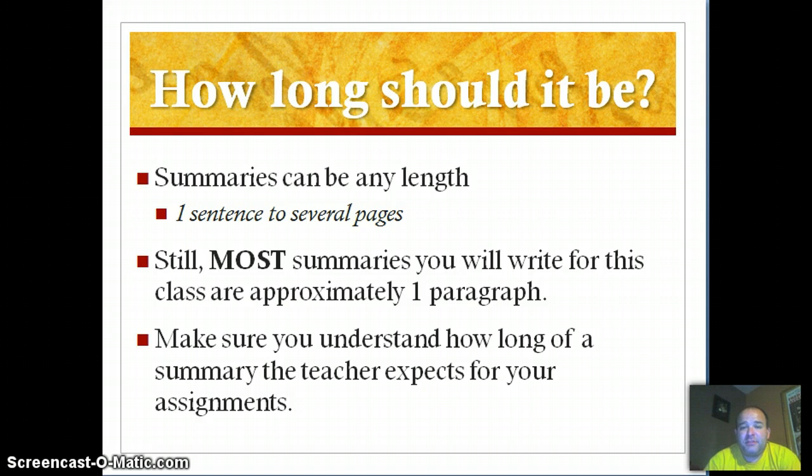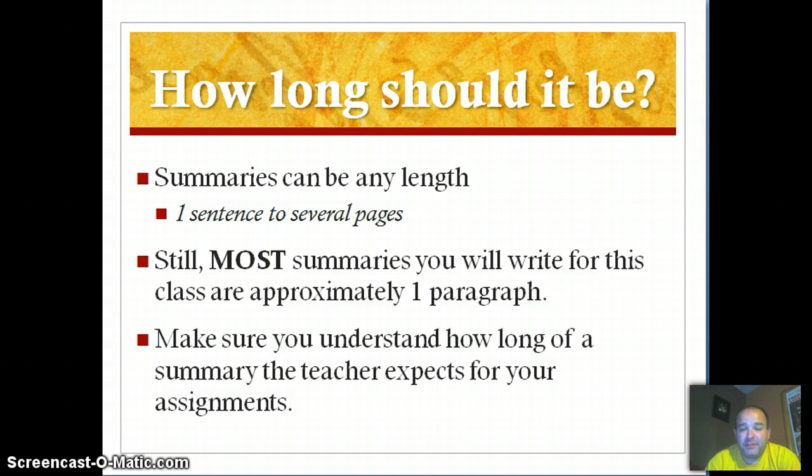Alright, how long should it be? Basically, they can be about any length, 1 sentence to several pages. The length of your summary depends on what you've read. Like I said, I read the Lorax earlier tonight. It's only probably about 20-30 pages. So I could summarize that in 1 page. I could also probably summarize it in a paragraph. But I couldn't have a 3 or 4 page paper summarizing the Lorax that anybody would want to read.